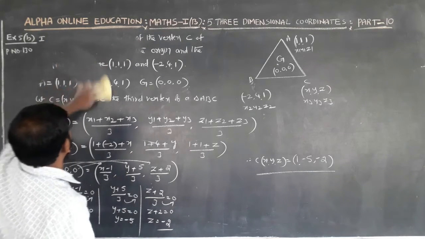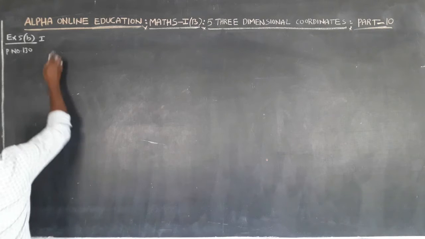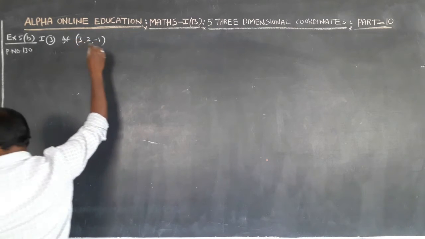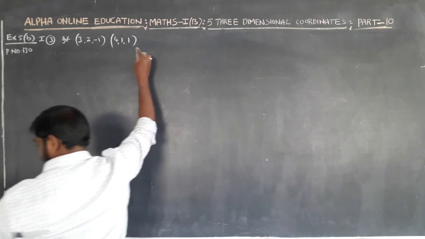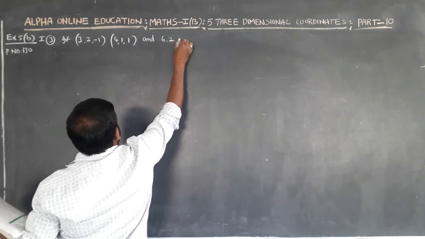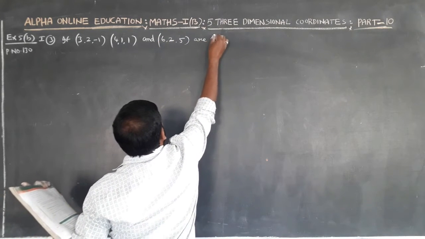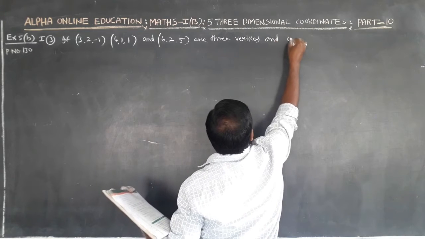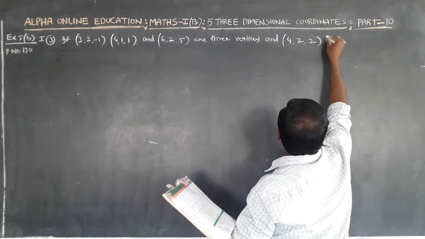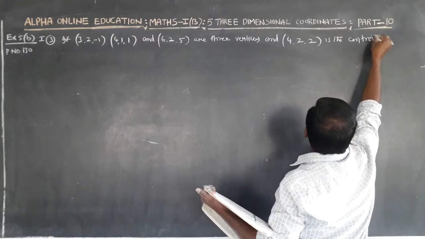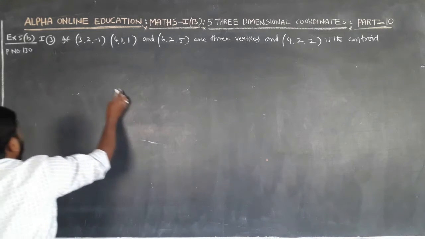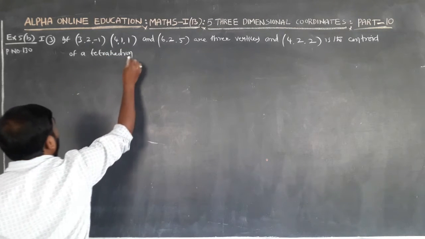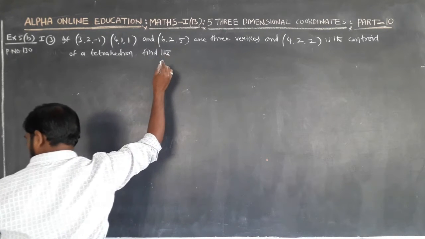Again, the next, third problem: if 3 comma 2 comma minus 1, 4 comma 1 comma 1 and 6 comma 2 comma 5 are 3 vertices and 4 comma 2 comma 2 is the centroid of a tetrahedron, find the fourth vertex.